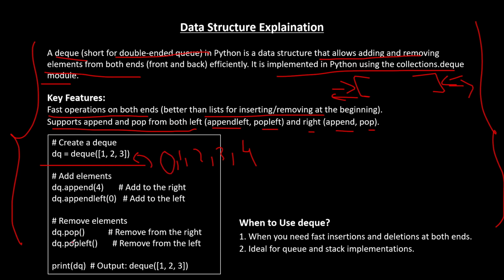Now we have to remove elements. DQ dot pop will remove this element from the back. Pop left will remove the first element from the queue. And if we print, we get 1, 2, 3 as the output, right?